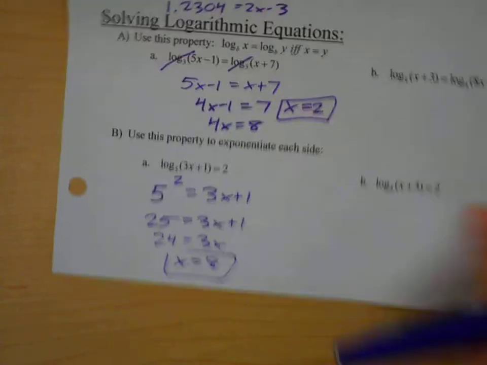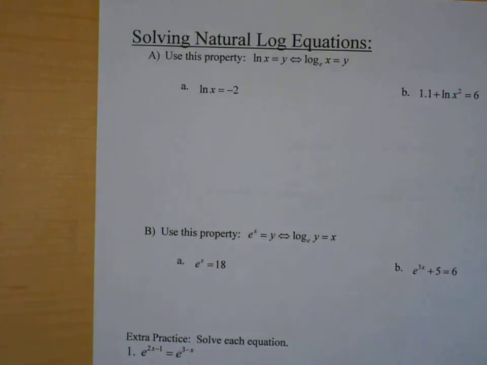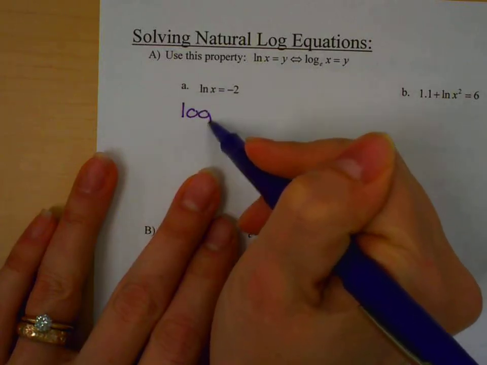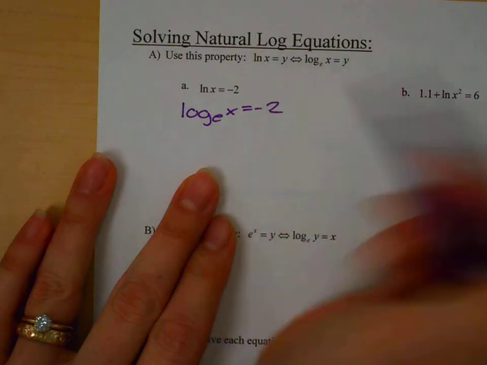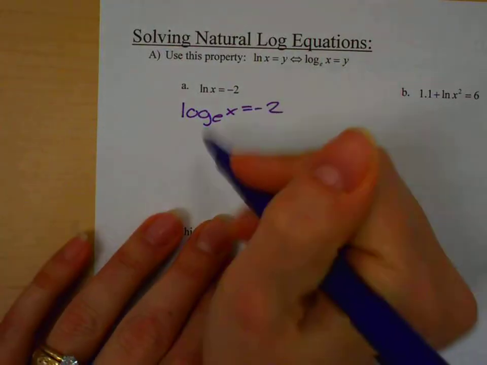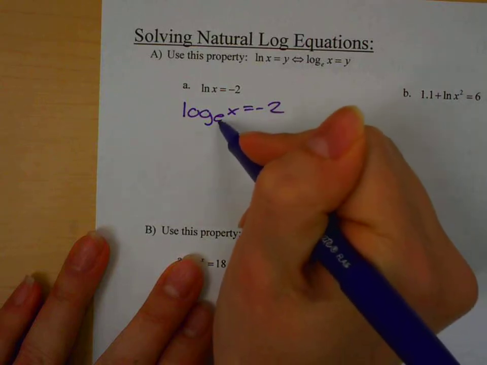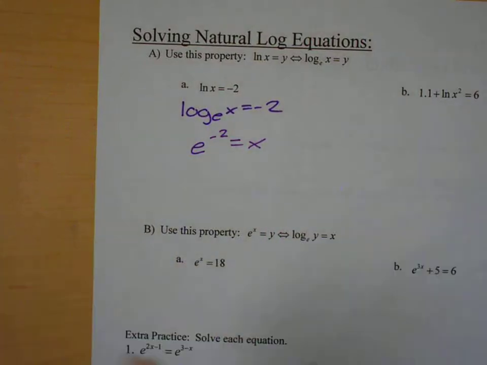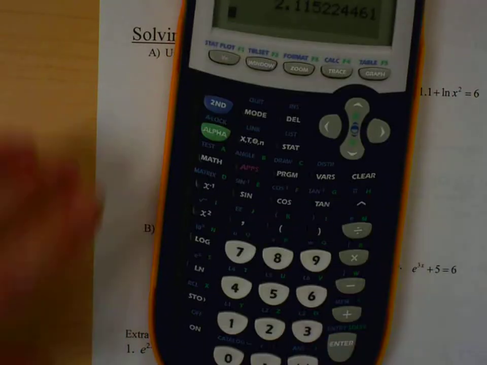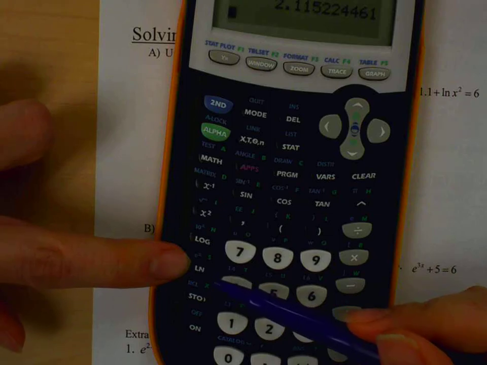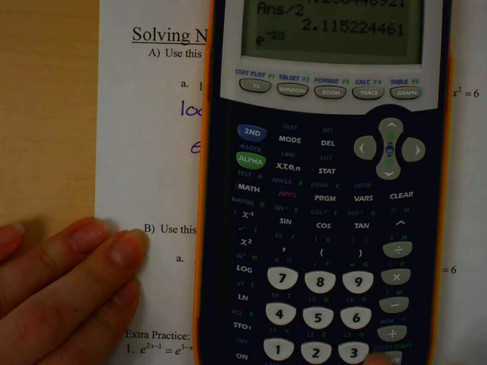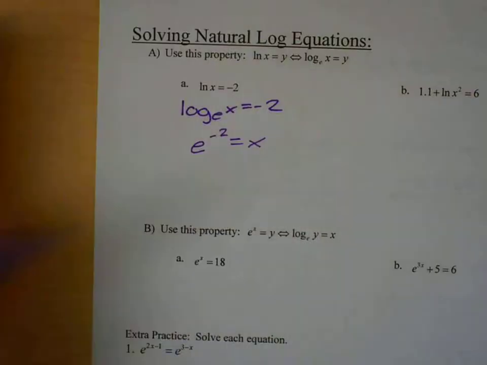Okay. On the back side, remember that natural logs are just log base e. So instead of writing natural log of x, I could write log base e of x equals negative 2. And then I can put this in exponential form. So my base is e, swap these. e to the negative 2 equals x. The e button on your calculator is located in blue above the ln button, above the natural log. So I would hit second ln, and then negative 2. And it tells me 0.135.